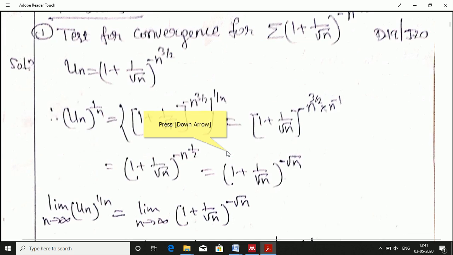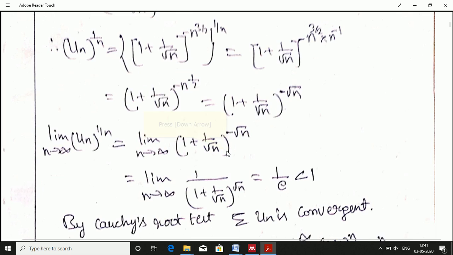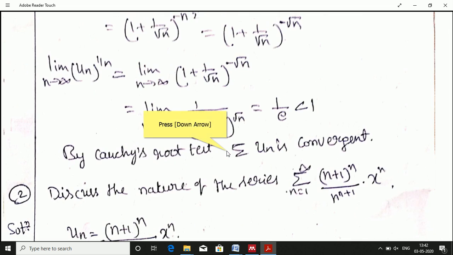Now consider the limit of un to the power of 1/n as n tends to infinity. That is the limit as n tends to infinity of (1 + 1/√n) to the power of minus root n. That is equal to the limit as n tends to infinity of 1 divided by (1 + 1/√n) to the power of root n.